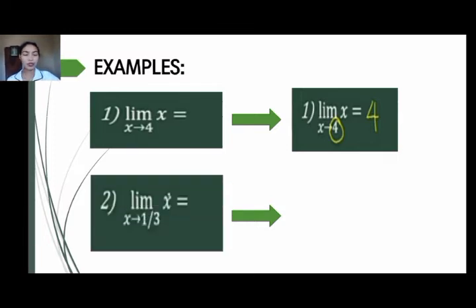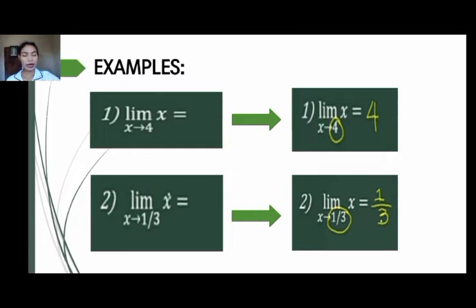Example number 2, the limit of x as x approaches 1/3. According to our theorem, the limit in example number 2 is equal to 1/3 because x is approaching 1/3. So if x is approaching a, then the y value also approaches a, or where x is approaching. So the limit of x as x approaches 1/3 is equal to 1/3. So that is our identity rule.